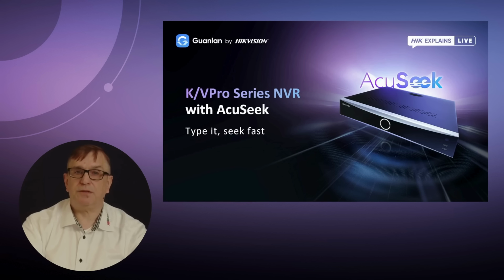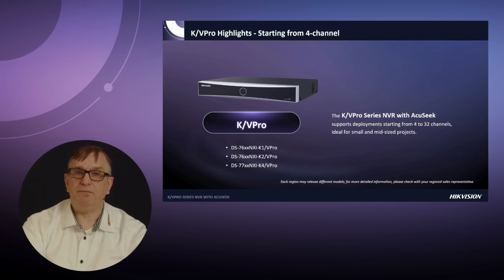And this brings us to an important development in the AcuSeek family, the KV-Pro Series NVR with AcuSeek. One question we've heard constantly from partners and customers is this: how can we bring AcuSeek to smaller and mid-sized projects without adding complexity? This is where the KV-Pro comes in. The KV-Pro introduces AcuSeek starting from 4 channels and scales up to 32 channels, depending on the model.